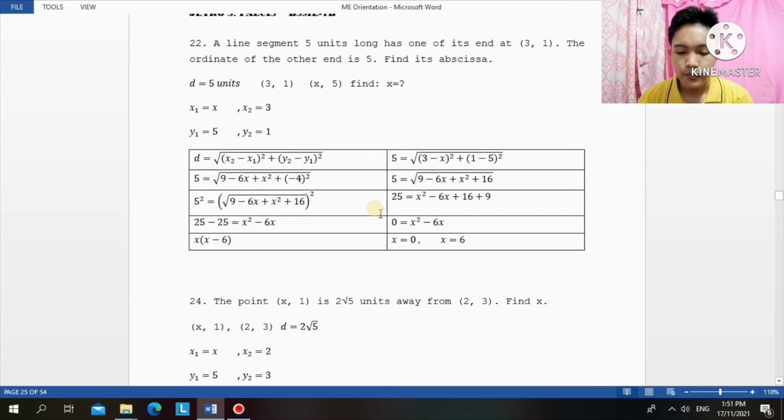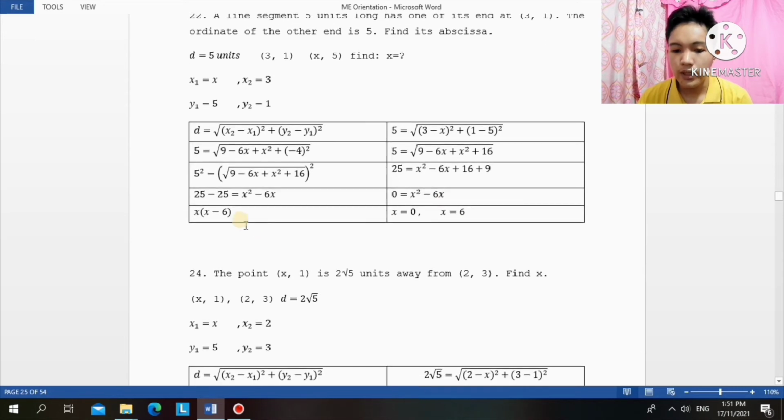So, 16 plus 9 is equal to 25. So, transpose to the left to cancel out 25. It will become 25 minus 25 is equal to x squared minus 6x. So, 25 minus 25 is equal to 0. Then, the remaining is x squared minus 6x. So, to get the value of x, factor out. So, let's factor x squared minus 6x. It will become x times (x minus 6). So, the value of x is 0 and positive 6.